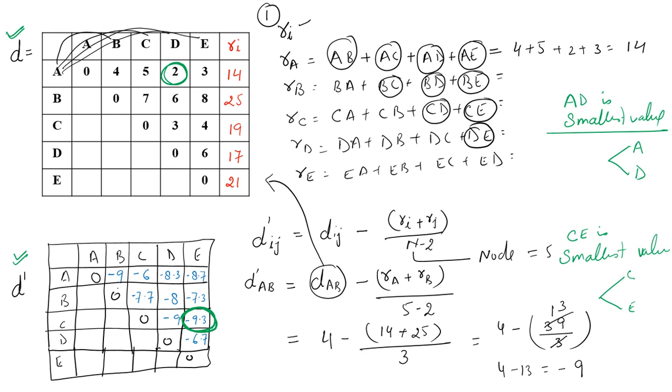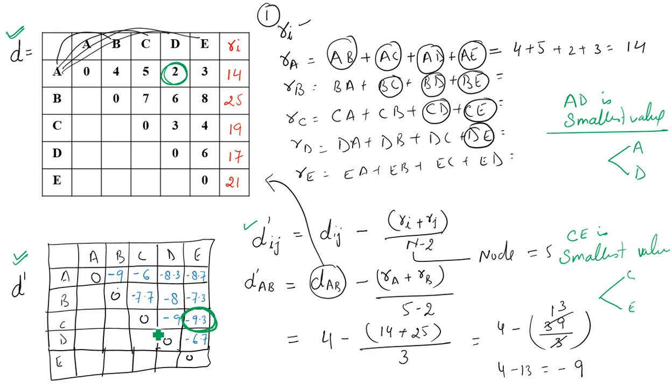I hope you are understanding what we have done here, and I hope you have calculated all these values. If you have any doubt, just put your comment in the comment box. I'll revert to you, and you can watch this process again and again. We are calculating d dash ij, dij minus ri plus rj.